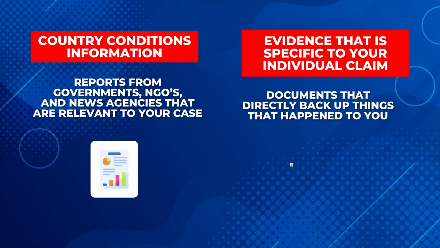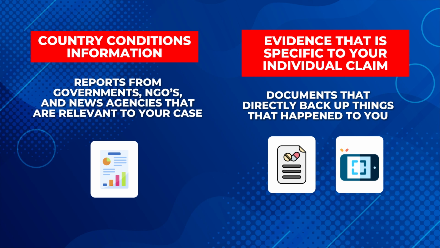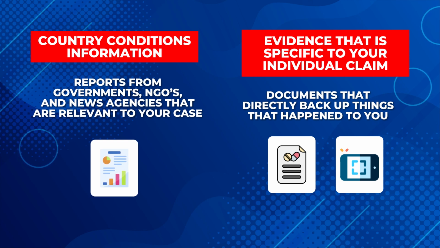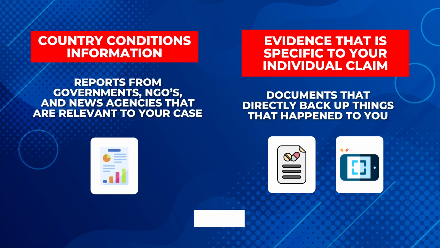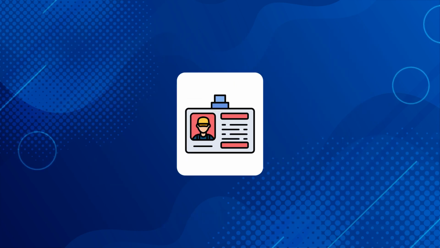This could be things like medical records from a doctor's visit after you were attacked, or perhaps screenshots of threatening WhatsApp messages. So, the instructions are saying to attach this stuff to your application. Should you do so? Well, honestly, I don't think that's necessary at the application stage. You can submit these documents later. Most people want to apply for asylum as soon as possible, because the sooner you apply for asylum, the sooner you're eligible to get a work permit, right?